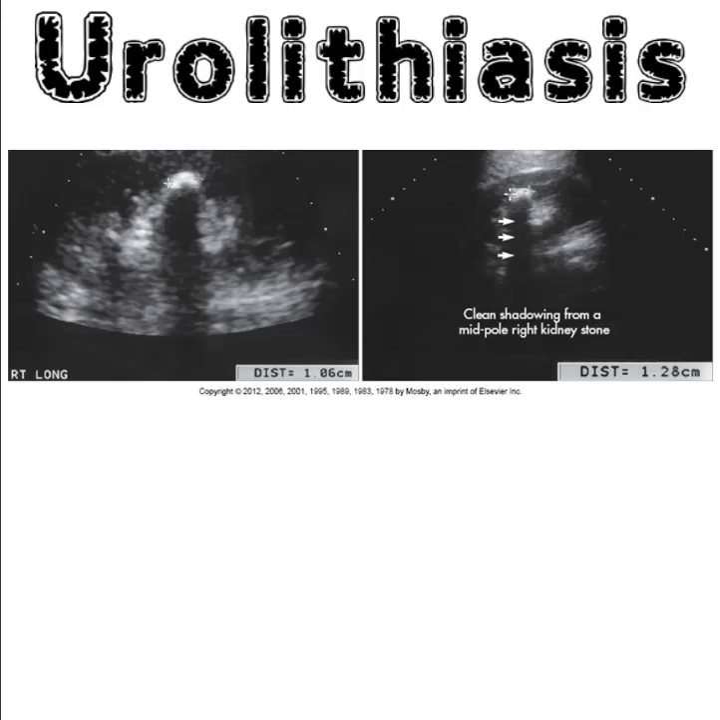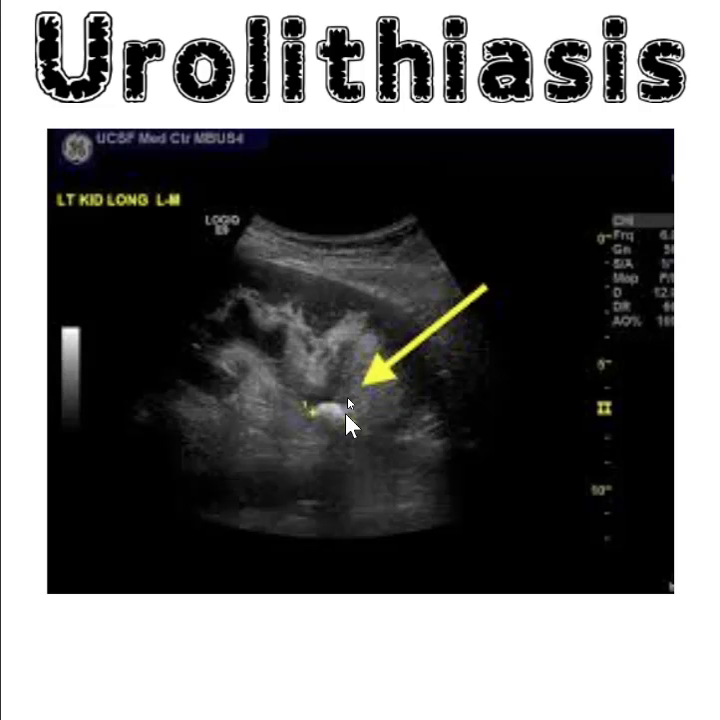So here is an example of a stone within the kidney. Again, we have this bright echogenic structure with posterior shadowing. Here's another example of a stone more down into the collecting system. Bright echogenic structure, posterior shadowing.